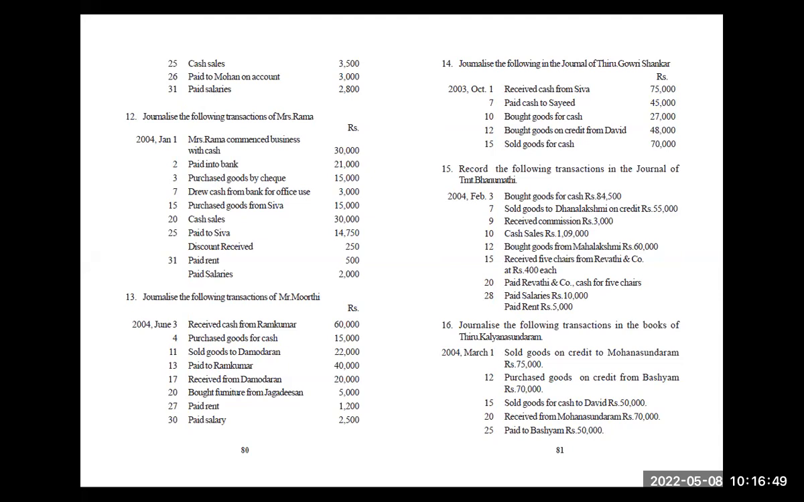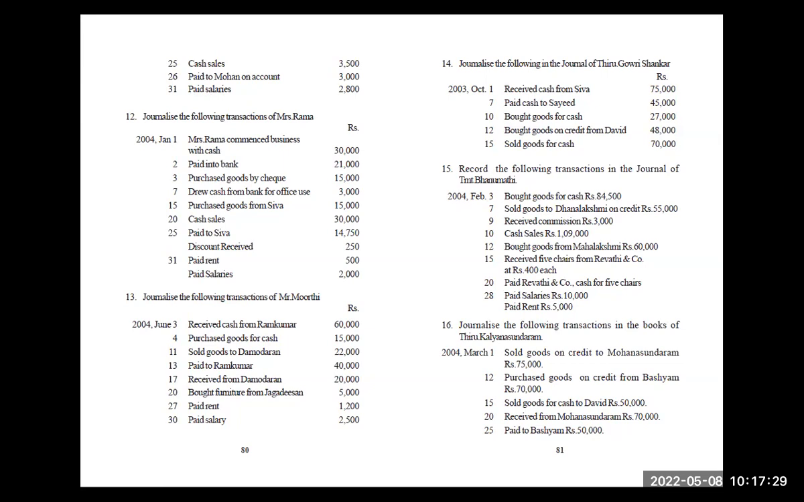10th February, cash sales rupees 1,09,000. Cash account debit to sales account 1,09,000, being goods sold for cash 1,09,000. 12th February, bought goods from Mahalakshmi rupees 60,000. Purchase account debit to Mahalakshmi account 60,000. Good.